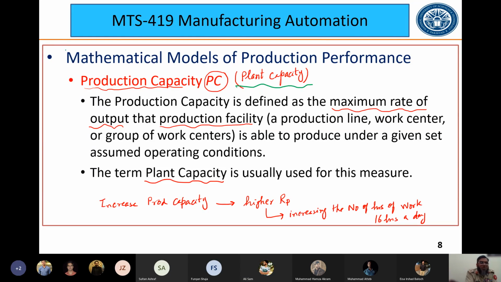Okay, so this is the production quantity, which is also called plant capacity, and this is defined as the maximum rate of output that a production facility can give.